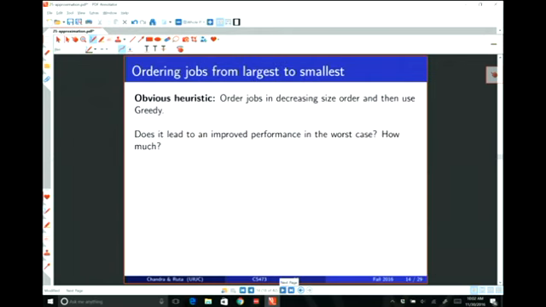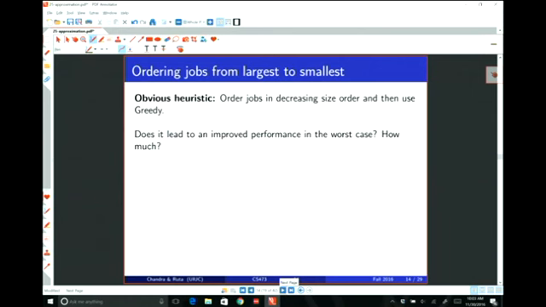So the natural heuristic is, let's sort the jobs and order them biggest to smallest and then run the same algorithm, but now we are sorting the jobs. How well does it do? You can ask that question, right? Does it give us a better algorithm? Heuristically it will do better, right? It seems to make more sense, and for example, on that instance, it will do optimal.